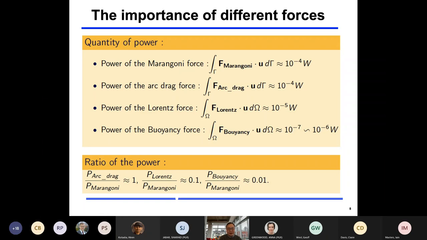As a rule of thumb, you probably have this kind of ratio of the force acting on your weld pool: arc drag force probably in the same order as Marangoni force, and then Lorentz force is one magnitude less, and buoyant force is probably two magnitudes less, right? So those are the four main forces acting on the weld pool.